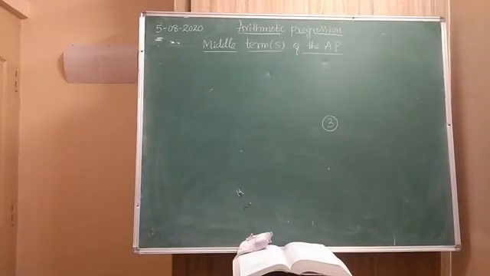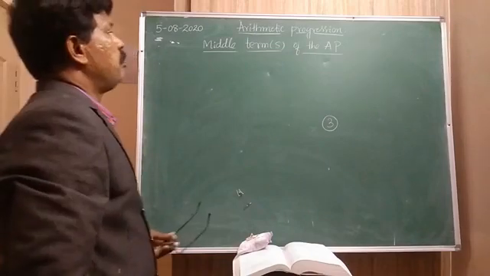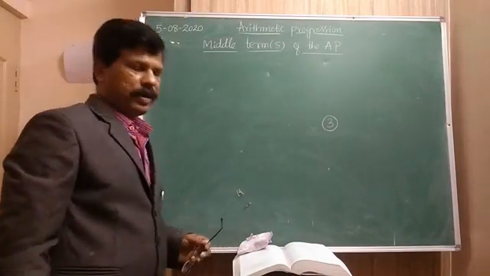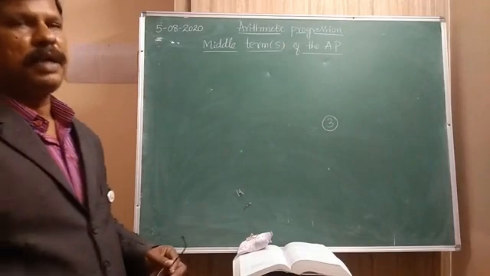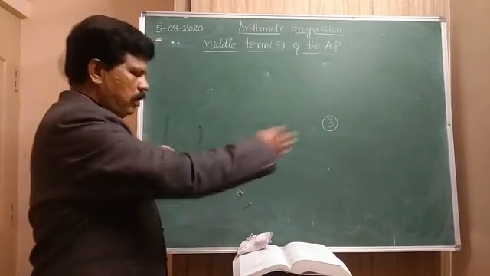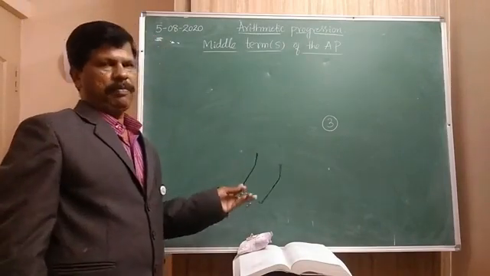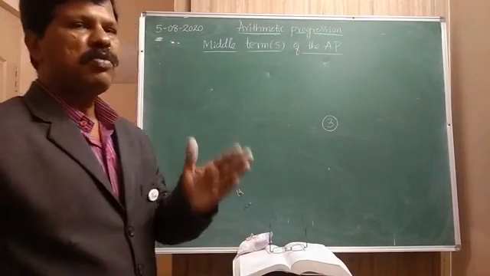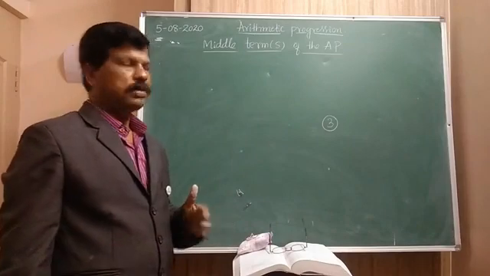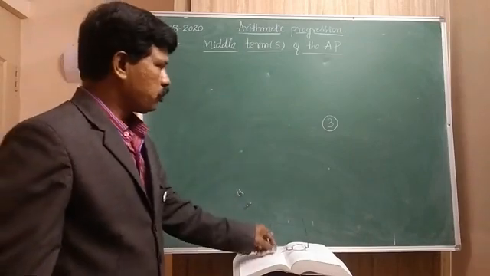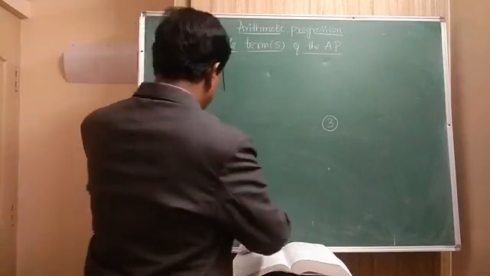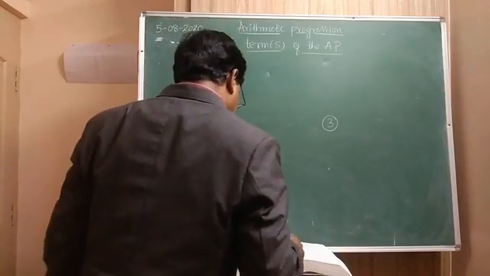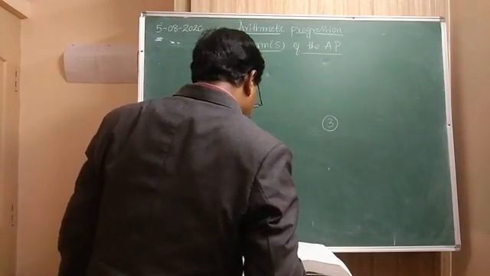Now, the next concept is the middle term of the AP. Now how to find out the middle term? So they will give you the AP. Then in that AP, how to find out the middlemost term, right? So for that, how to proceed with the problem? Now let us take the first one. Find the value of the middlemost term.